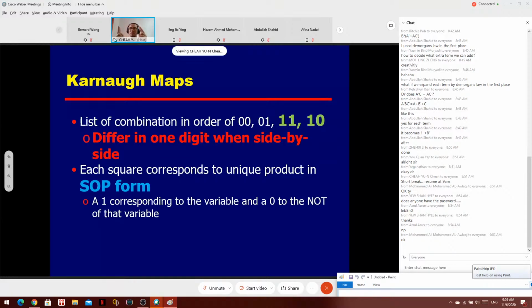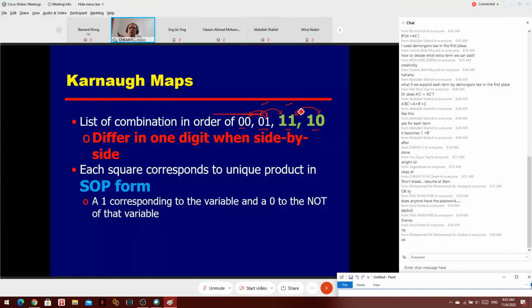When we label the variables, in this case of two variables, it's 0, 0 and 0, 1. Why? Because they differ by one digit. If you look at these two terms, side by side, they differ by one digit. And if you look at these two, again side by side, they only differ in this digit. And again, if you look at this one and this one, they differ in only one digit, which is these two digits.